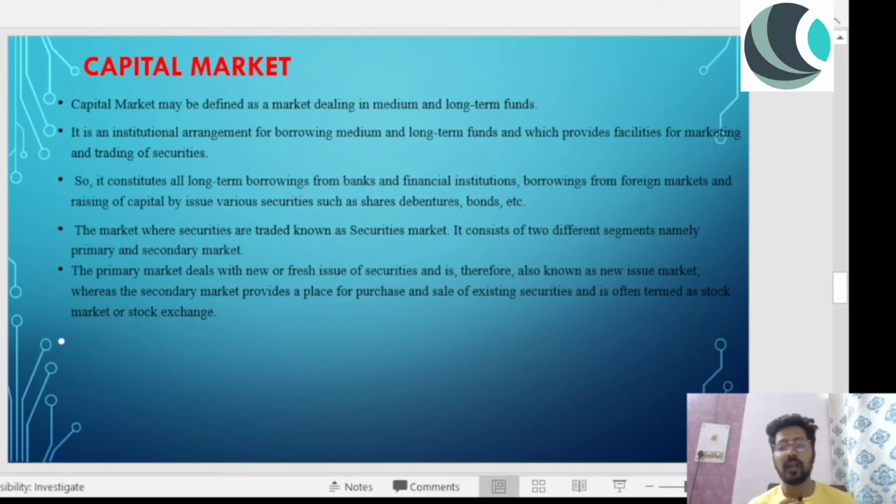While we are talking about capital market, it is defined as the market dealing in medium and long term funds, right? So this is about capital market. It is an institutional arrangement, right?